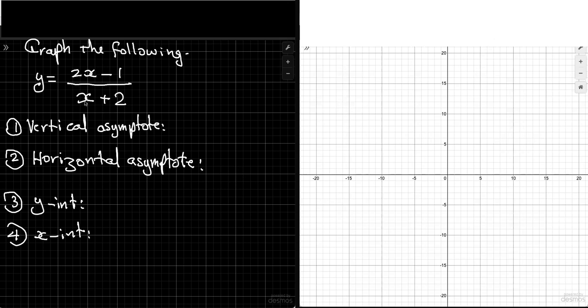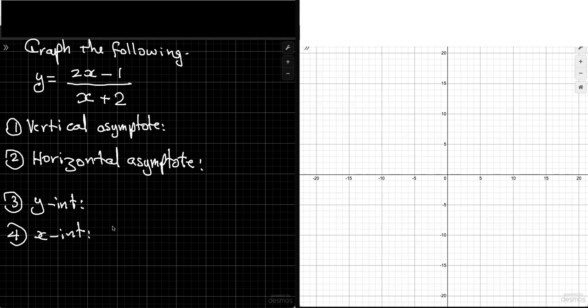with rational functions, we have to find out if we have a vertical asymptote, if we have a horizontal asymptote, then find your y-intercept or your x-intercept. And from that, that would be good enough to give you a guideline on how to graph reciprocal functions.